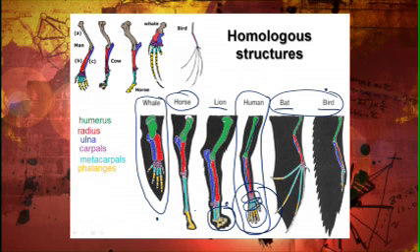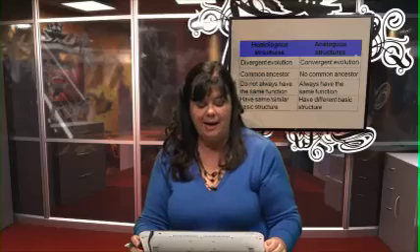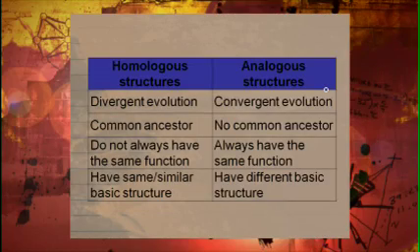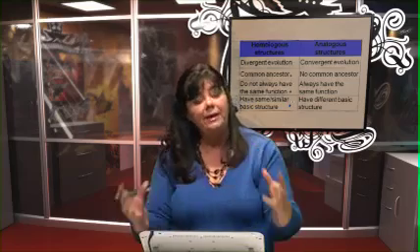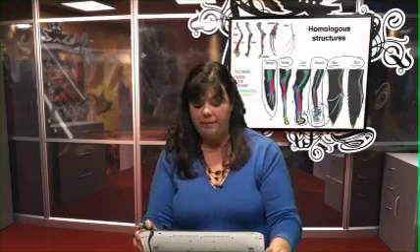we can see that they have a very similar underlying structure. So if we go back to this slide and we look at our table, we see that there is a common ancestor when we're talking about the evolution of vertebrates. We can see that that forelimb does not always have the same function, but we can see that there is a similar basic structure that underlies the development of that organ.